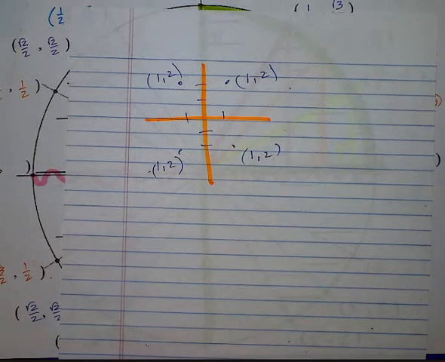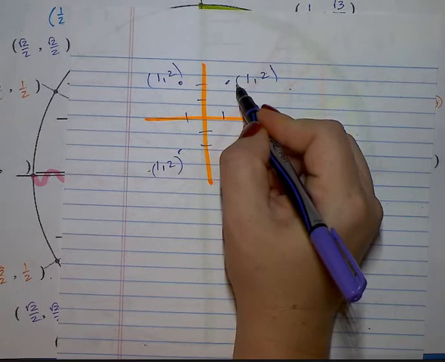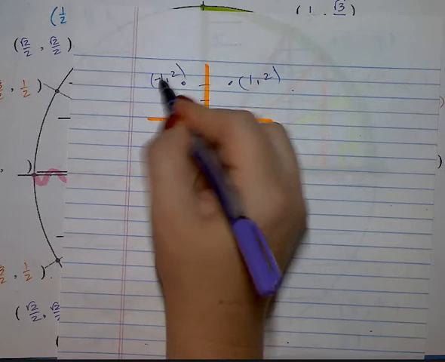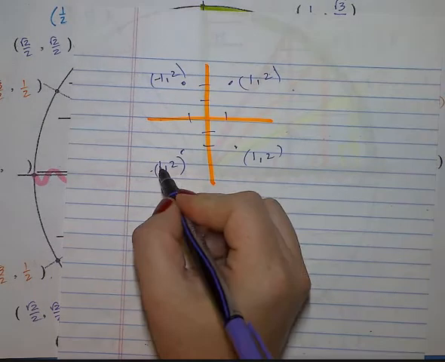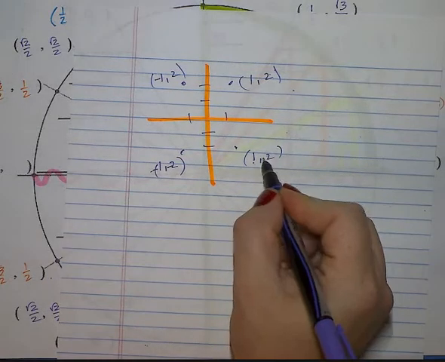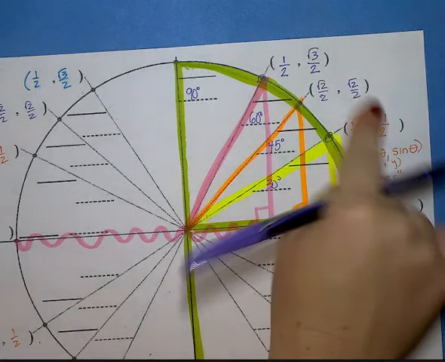Positives and negatives, the quadrants. So in this quadrant, what are the x values? What about the y's? What about the x's here? What about the y's? What about x's and y's here? X's and y's here. Positive and. Okay, this is quadrant 1. All x's and y's are positive.